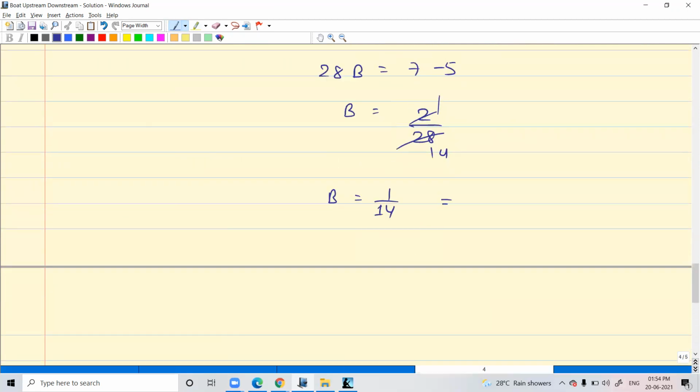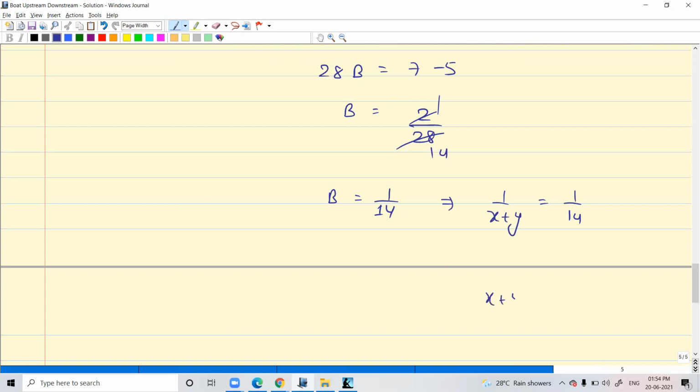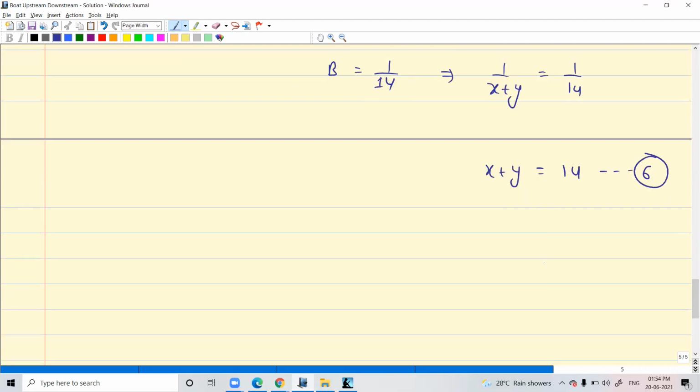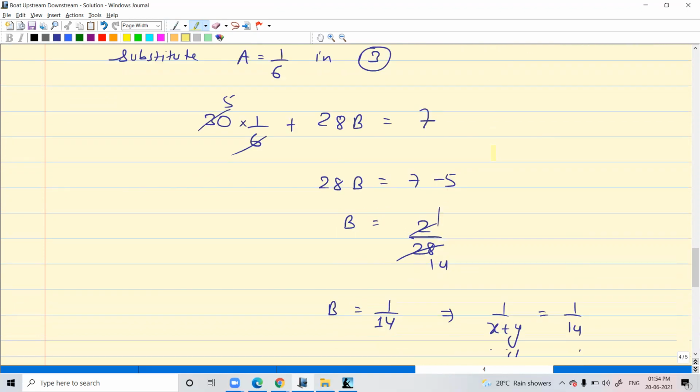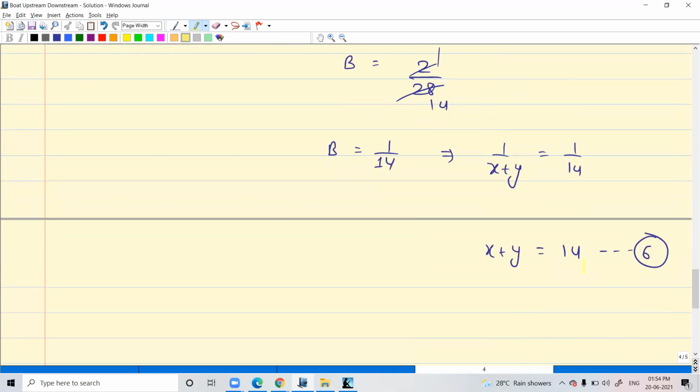Now, if b is 1 by 14, we know 1 by x plus y is also 1 by 14. So we can write x plus y is equal to 14. And this becomes our sixth equation. Since we have x plus y and x minus y, we have come up to this situation many times. x minus y is 6 and x plus y is 14. So this is again another pair of linear equations in two variables, and we have to solve it.